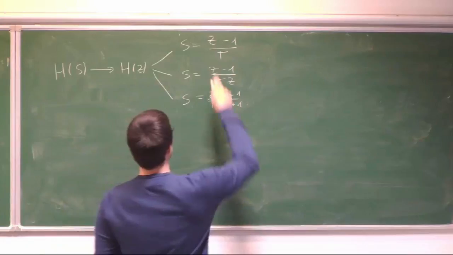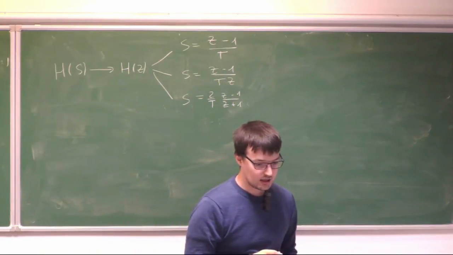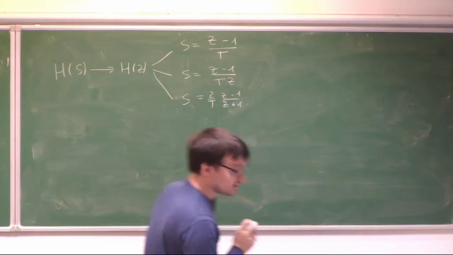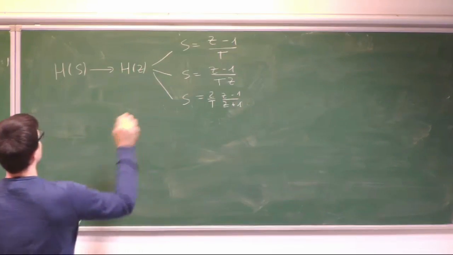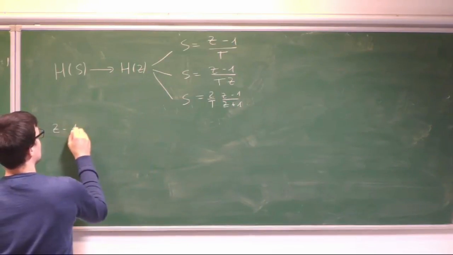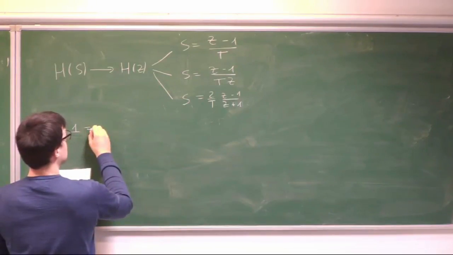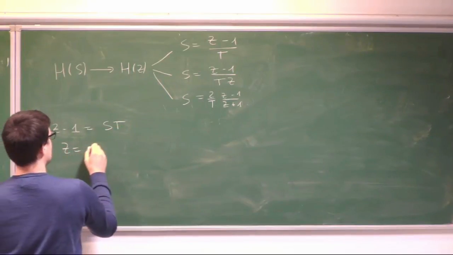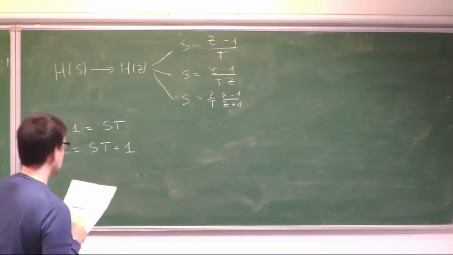Okay? So let's start with the first rule. So the first rule is the forward difference in this case. Okay, I start with the forward difference. And let's invert that. So we have that z minus 1 is equal to sT. So z is equal to sT plus 1. Okay? So what does this mean?